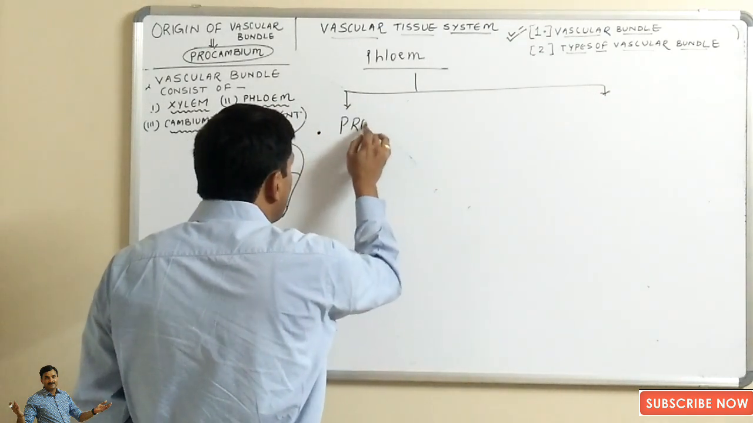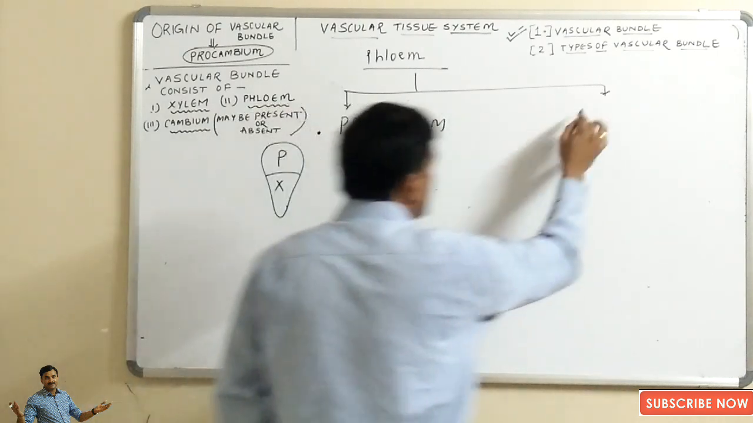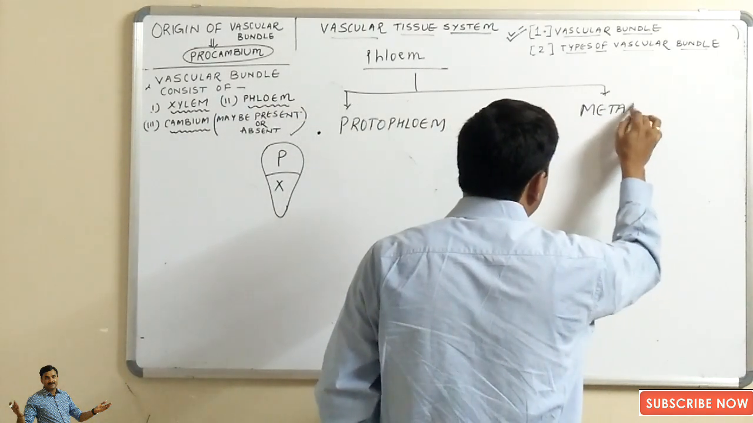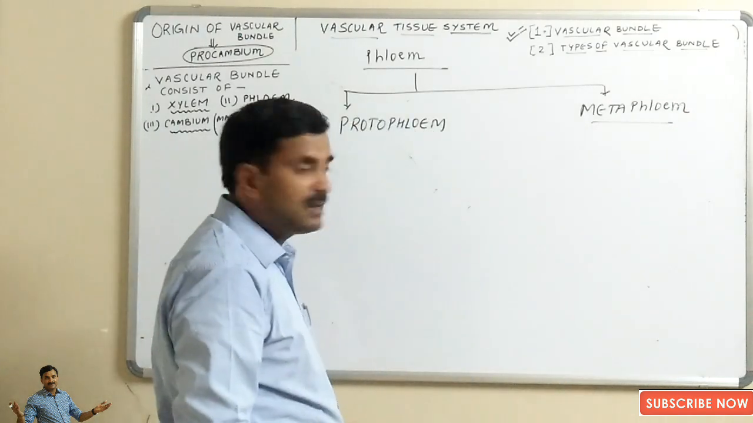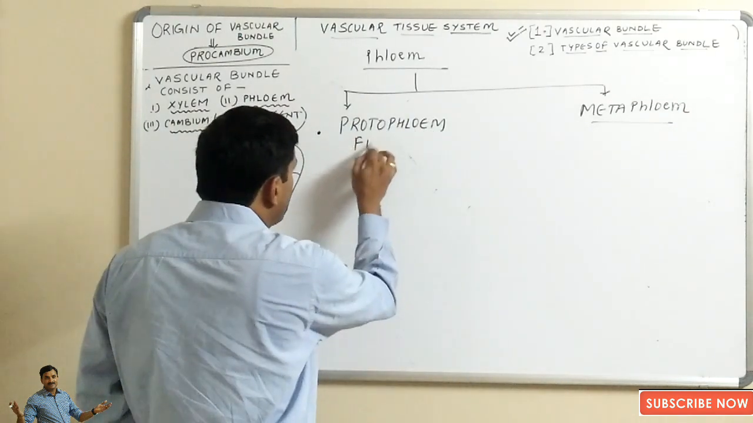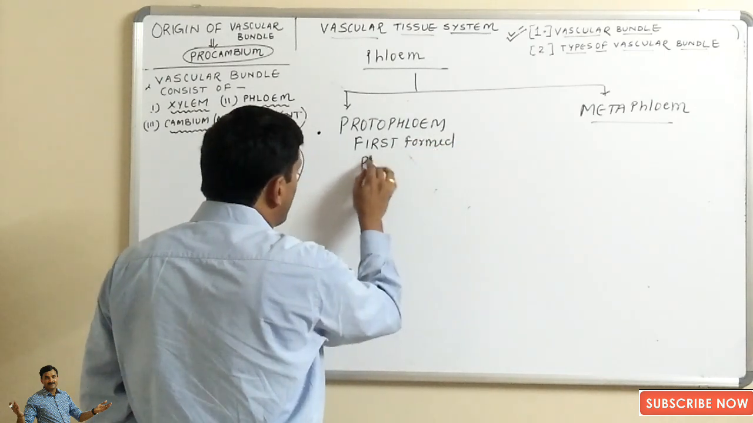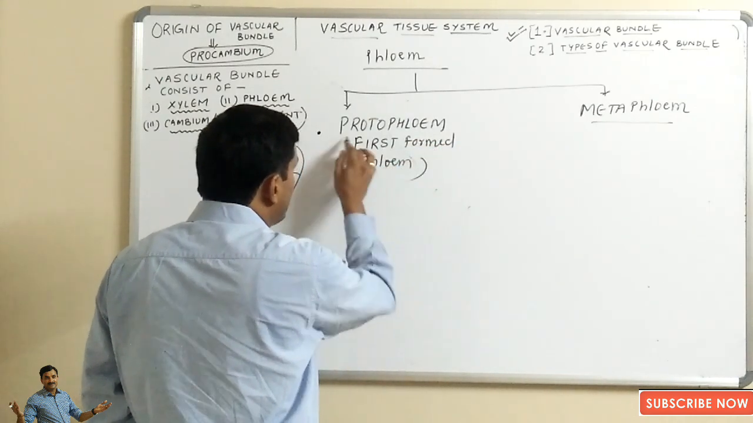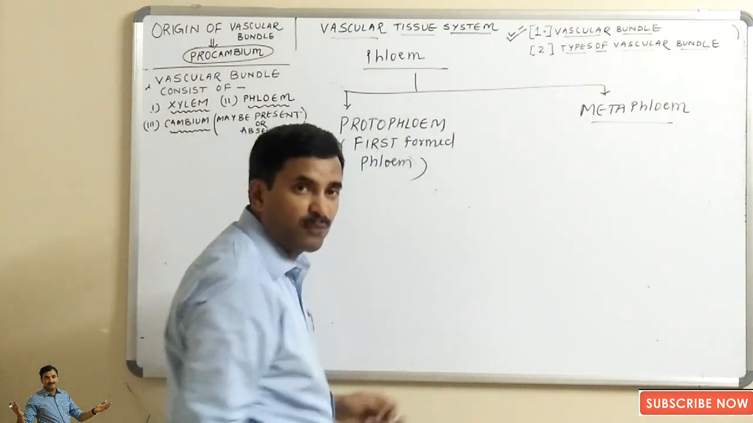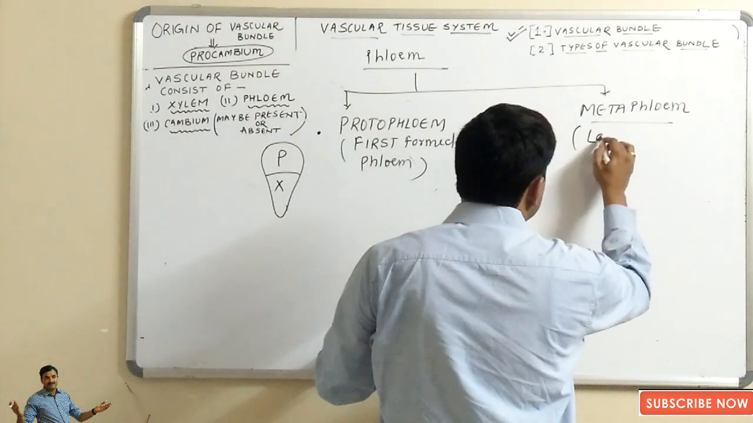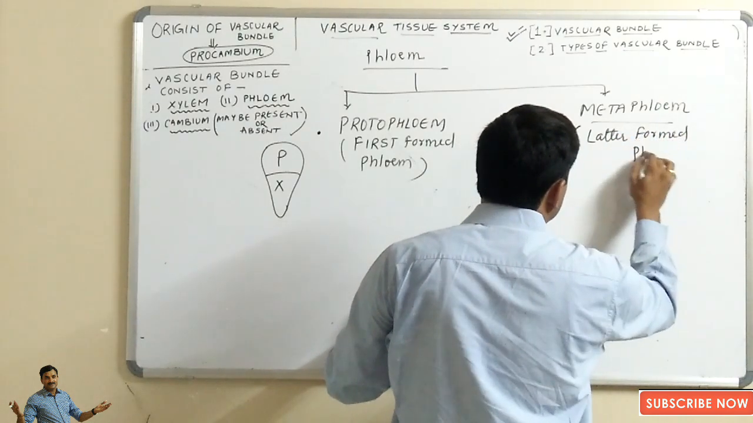So the phloem is also categorized into two categories. One is known as the protophloem and another is known as metaphloem. Again the same thing, just like the protoxylem and the metaxylem, it is the first formed phloem, and after the formation of the protophloem, what is formed? Metaphloem. So this is later formed phloem.